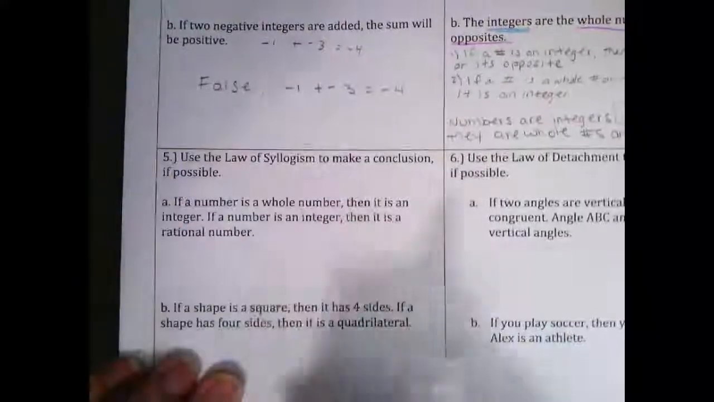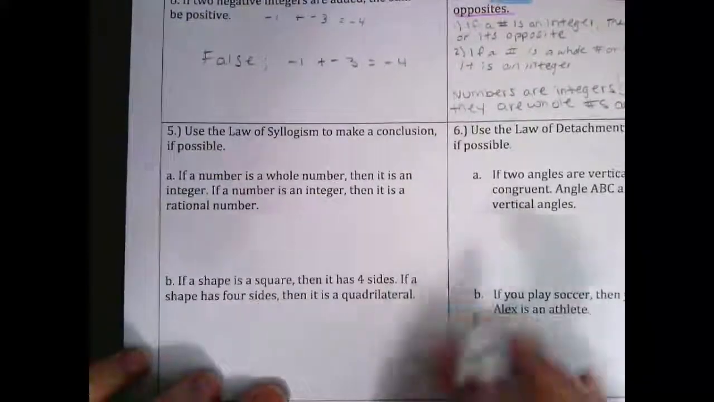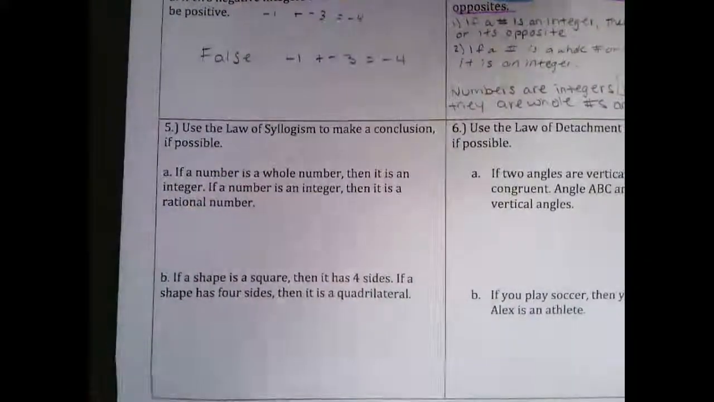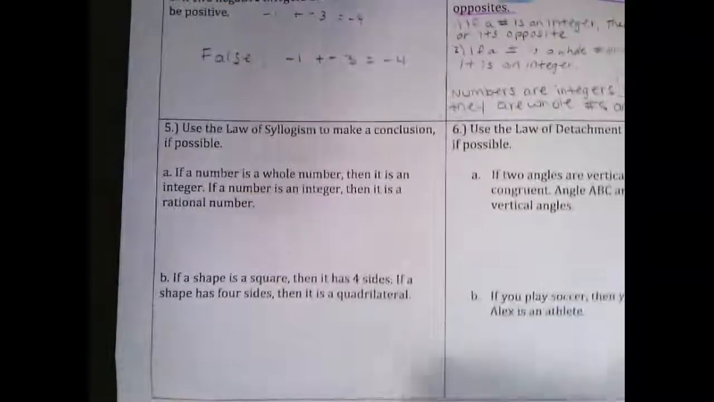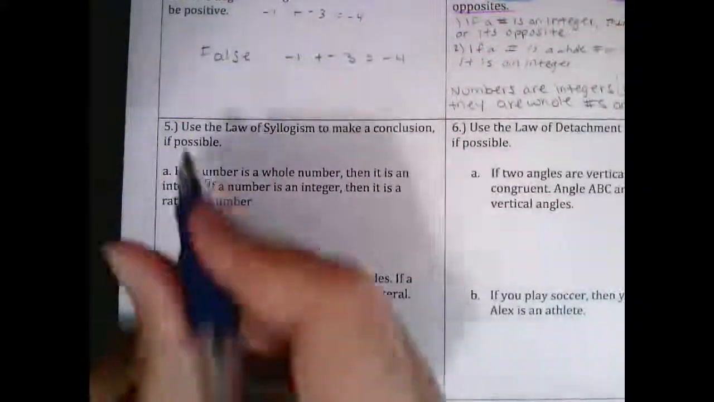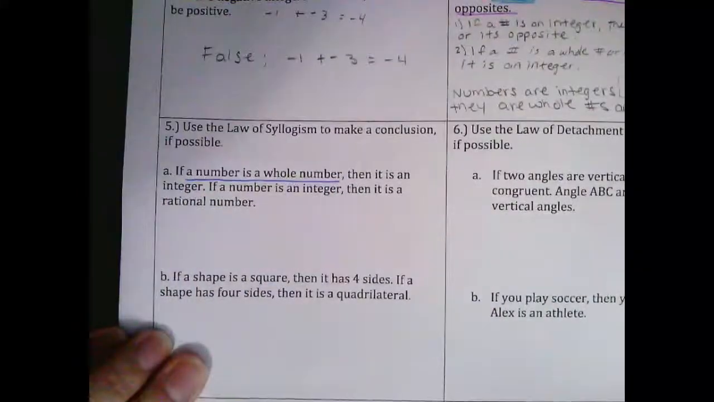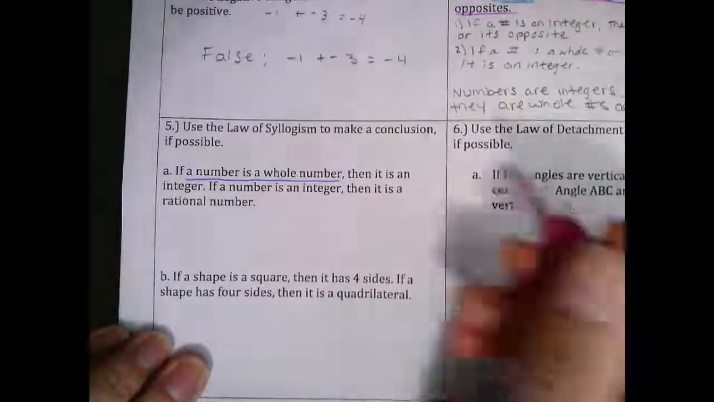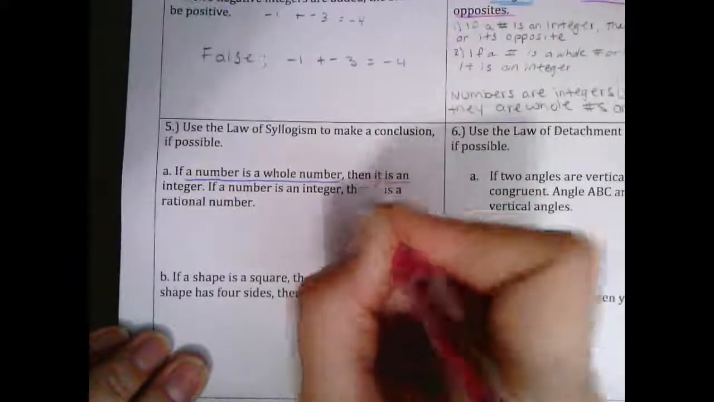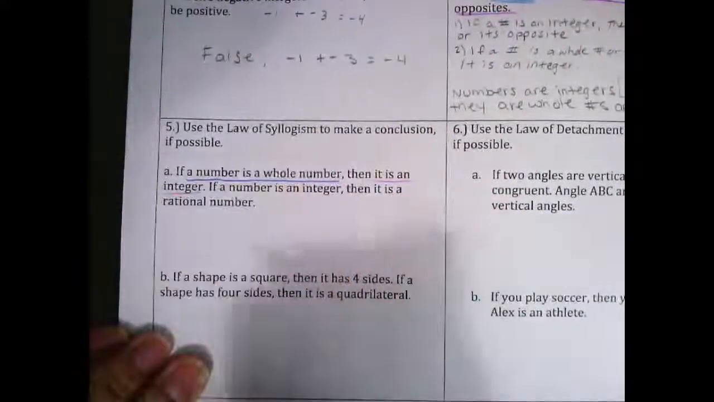Okay, for 5, we're using the law of syllogism to make a conclusion. I'm going to color code a bit. So the hypothesis of the first statement, it says if a number is a whole number. So a number is a whole number would be the hypothesis. And then the conclusion of that statement would be it is an integer.